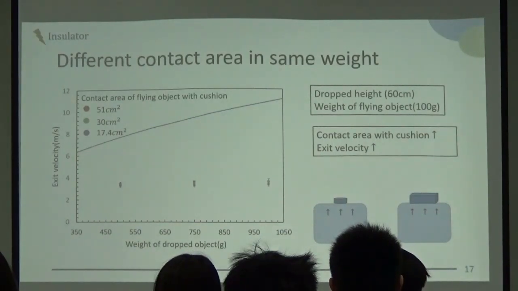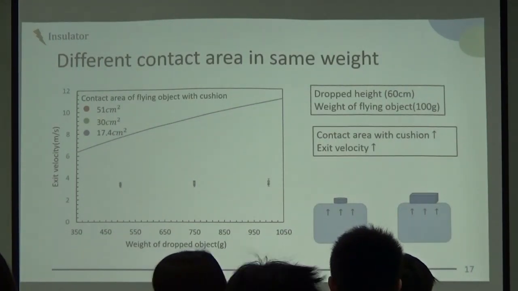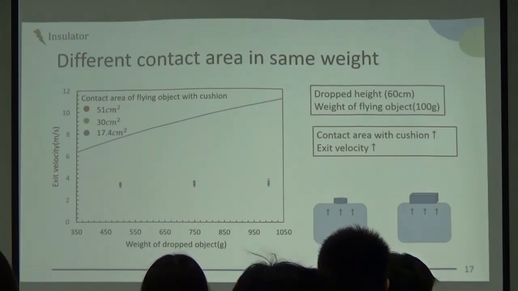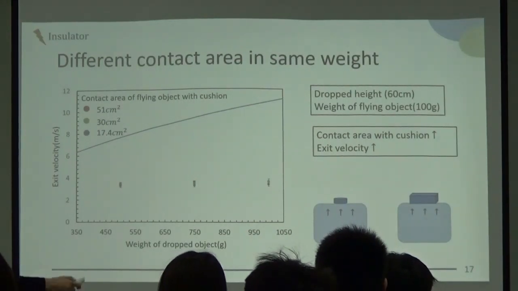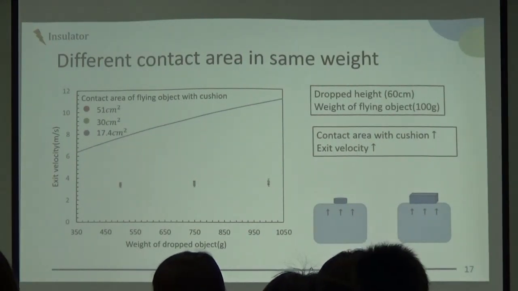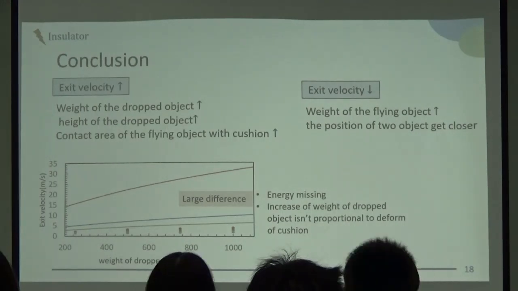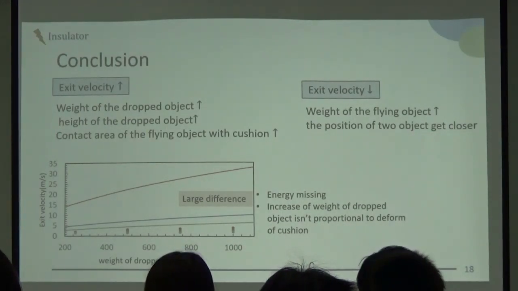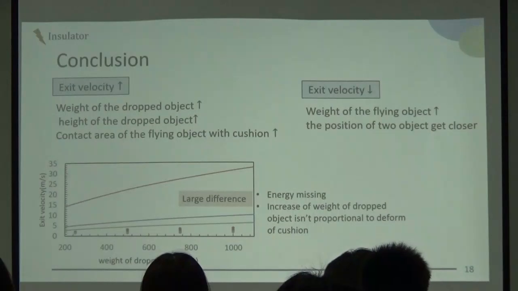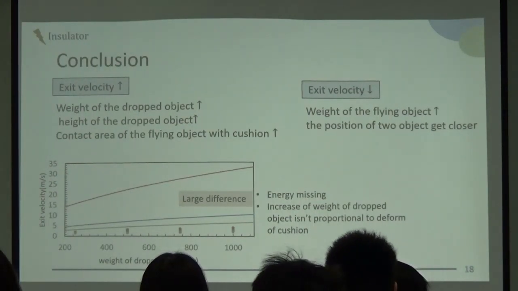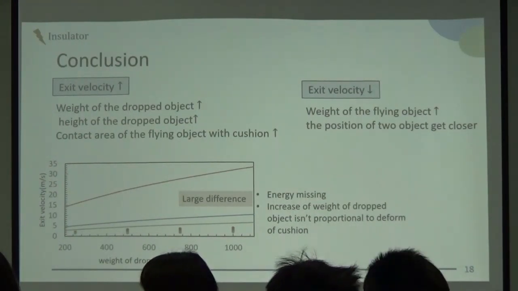And that is about different contact areas in the same way. When the contact area in the cushion increases, its velocity will also increase, because the pressure on the surface of the cushion is the same. So as the contact area increases, more force will act on it. In conclusion, we think that the velocity increases because the weight of the drop object and the height of the drop object, and the contact area of the flying object are increased.